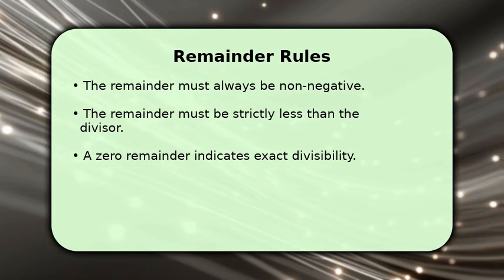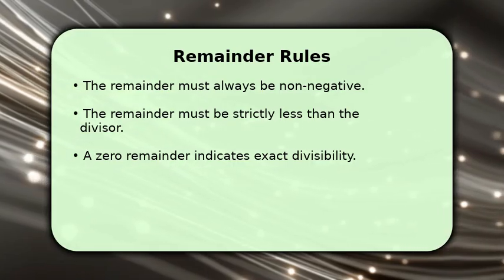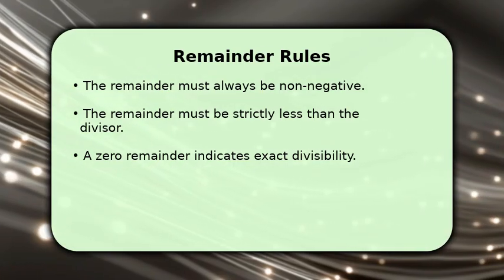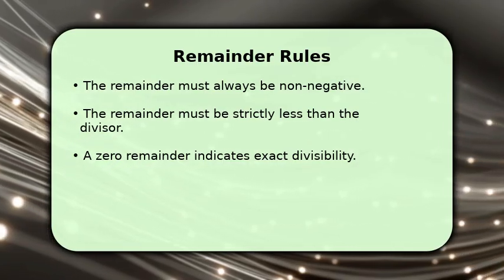There are two key rules for the remainder, r. First, r must always be greater than or equal to 0. It can never be a negative number. Second, r must always be strictly less than the divisor, b.